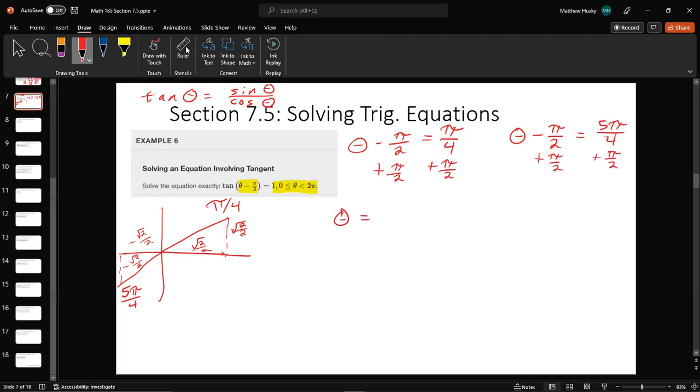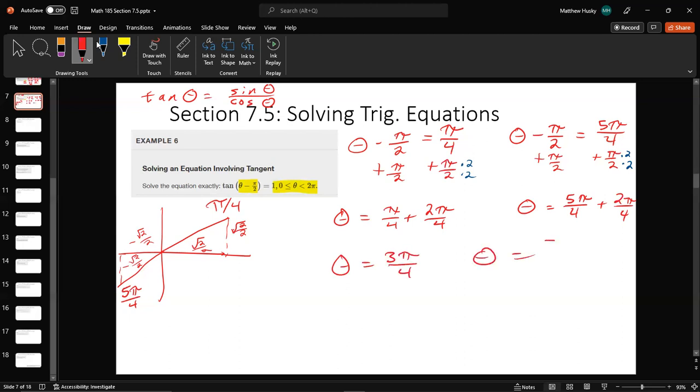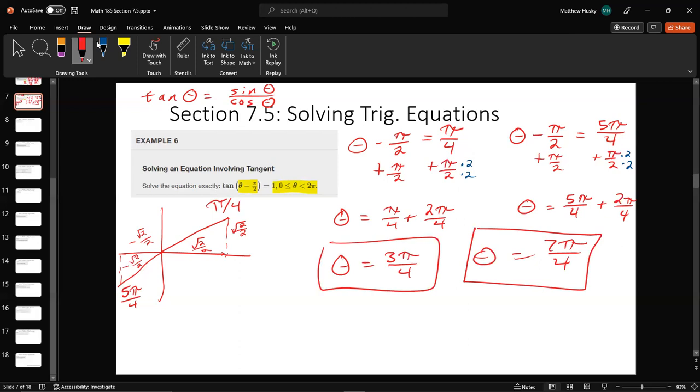So what is this? Let's get ourselves a common denominator, because I can tell you right now we're going to need it. These are going to need to be over 4. This is going to be pi over 4 plus 2 pi over 4, and then this one is going to be 5 pi over 4 plus 2 pi over 4. When we do that, 1 plus 2 is 3 pi over 4, and 5 plus 2 is 7 pi over 4. And there you go. We have two solutions for that problem.